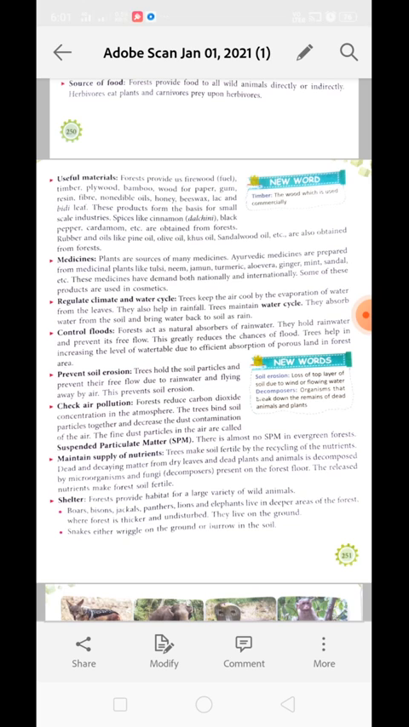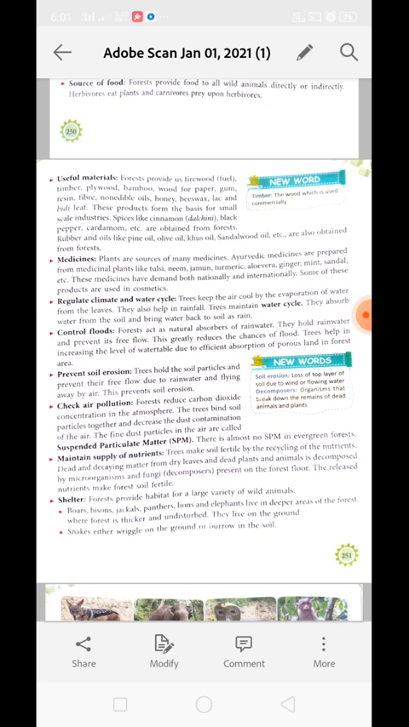Next is controlling flood. Forests act as a natural absorber of rainwater. They hold rainwater and prevent its free flow. This greatly reduces the chances of flood. Trees help in increasing the level of water table due to efficient absorption of porous land in forest area. Basically, when the roots are penetrating the soil, the roots are the ones who are sucking the water from the soil. So obviously, because of the presence of roots, the infiltration process will be increased.